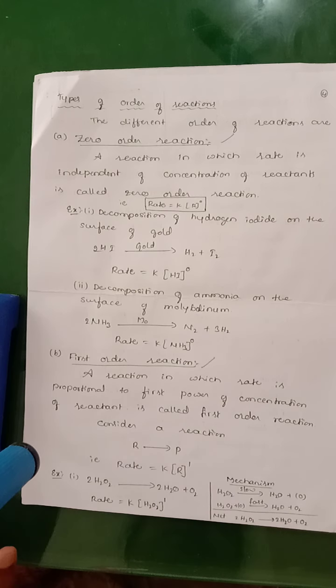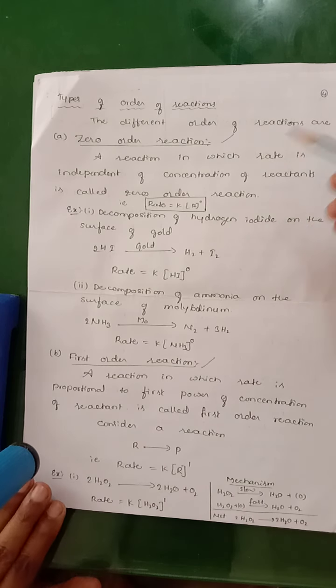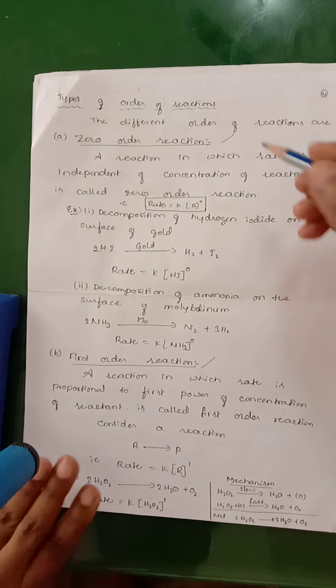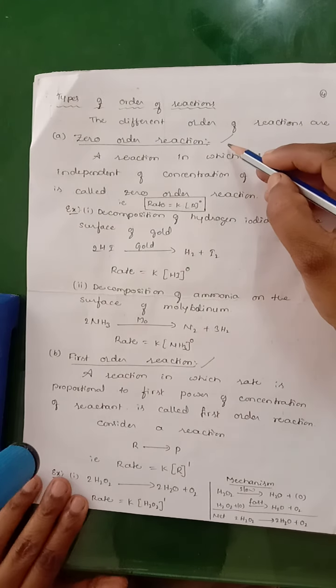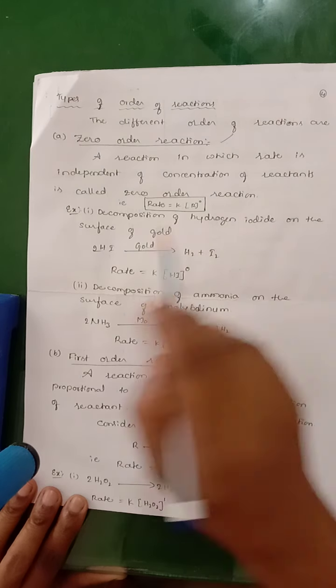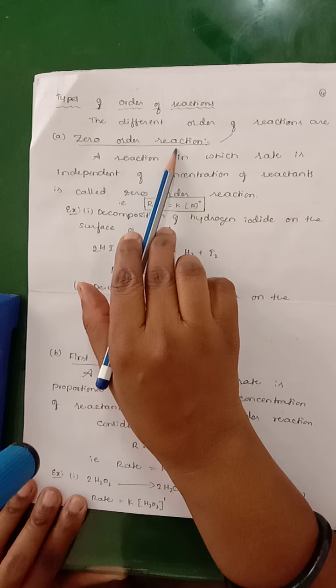What is a zero order reaction? And what is a first order reaction? So we will study one by one. So we will go for the first type of order of reaction. It is called the zero order reaction. So what is a zero order reaction?